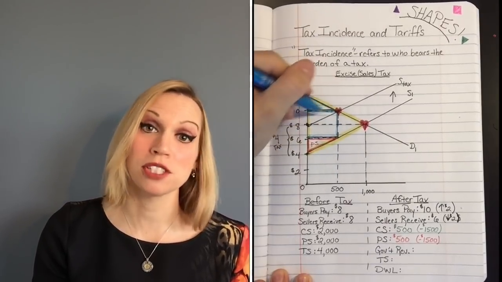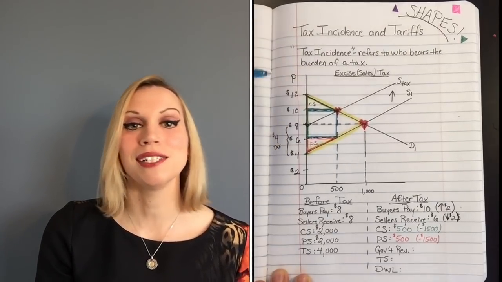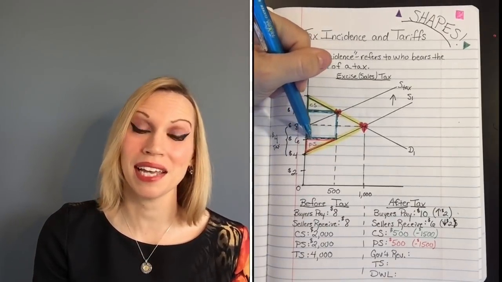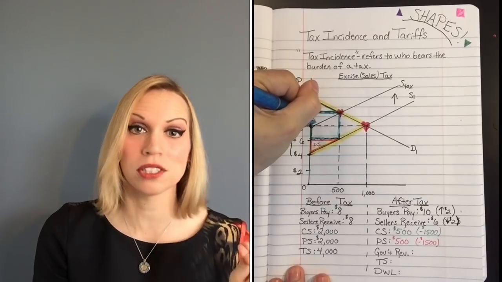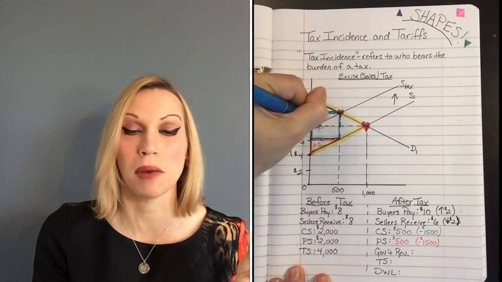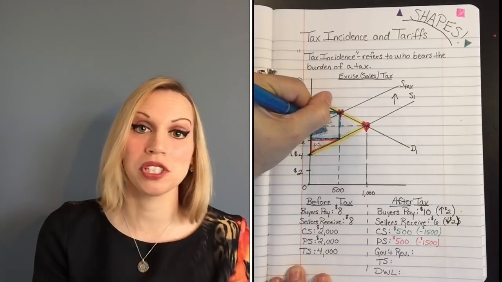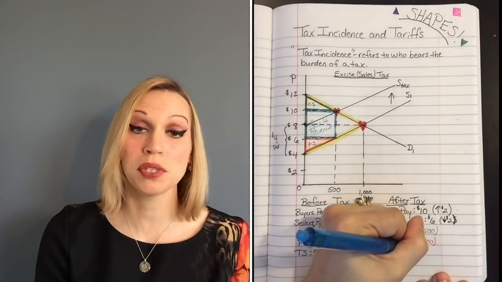That big obnoxious box in the middle that's messing everything up, that's the government box. And so if we want to find out how much money the government is making off of this tax, we know how sales taxes work. They're going to be collecting $4, which is the vertical side of that box, times the number of items that are being sold, which is 500. So the government's bringing in a total revenue of $2,000.